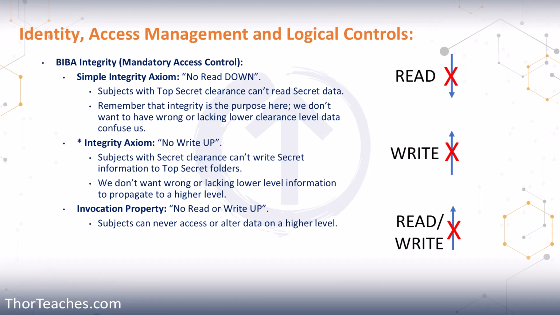And then finally, the invocation property, no read or write up. Here again, we don't want subjects on a lower level to influence or change data on a higher level. So Biba: integrity, mandatory access control, state transition model, and then there are 3 axioms or properties.